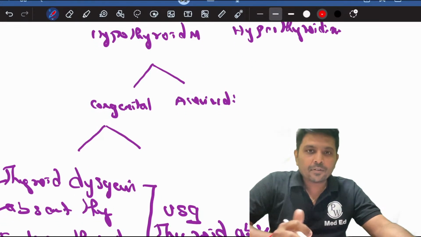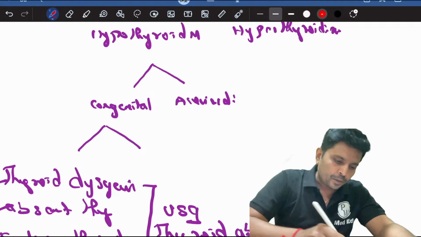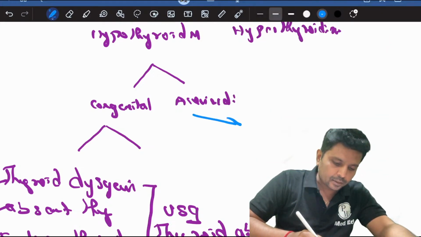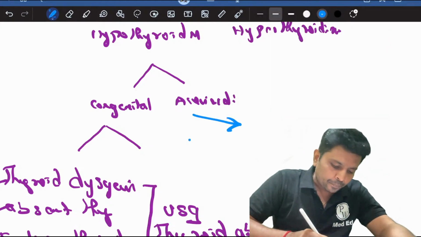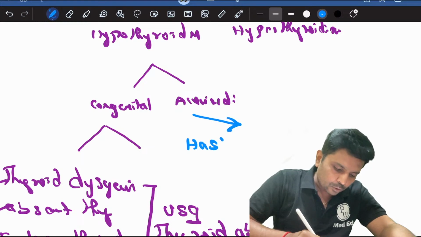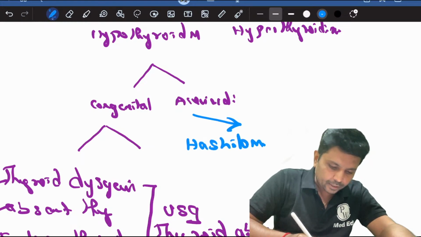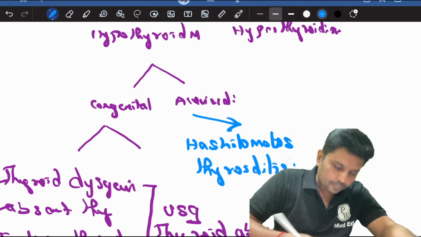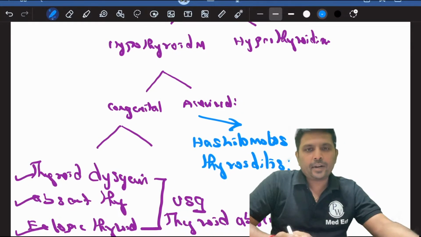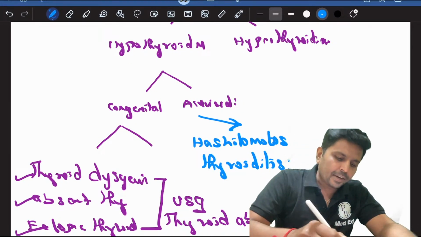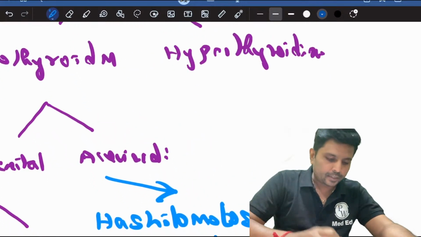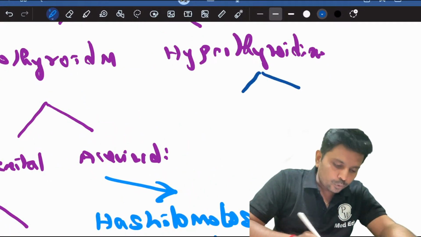Right. Now, what is the acquired cause of hypothyroidism? The most common thing associated with acquired hypothyroidism is very simple. It is Hashimoto's thyroiditis. Hashimoto's, acquired hypothyroidism.